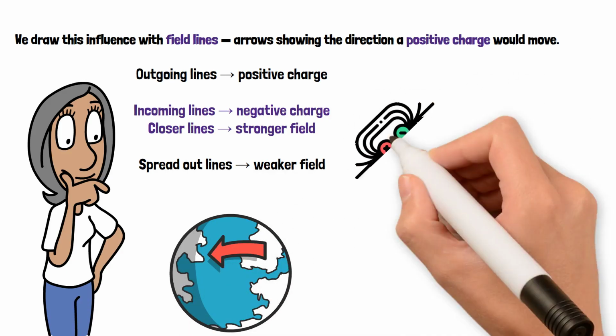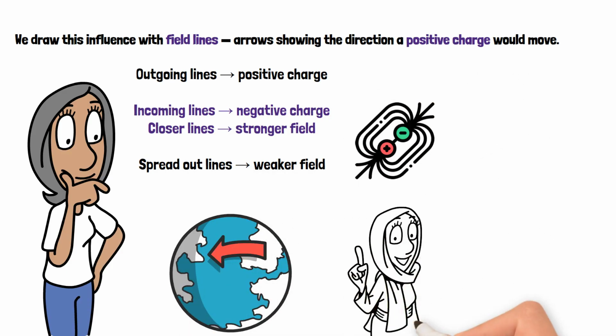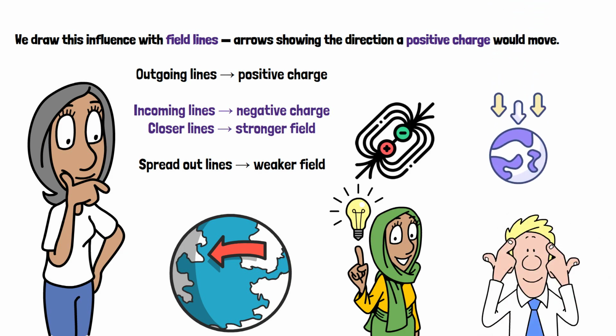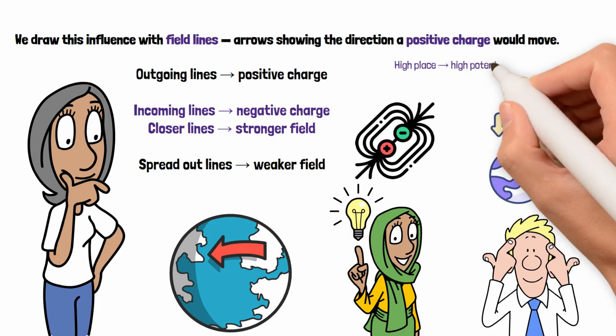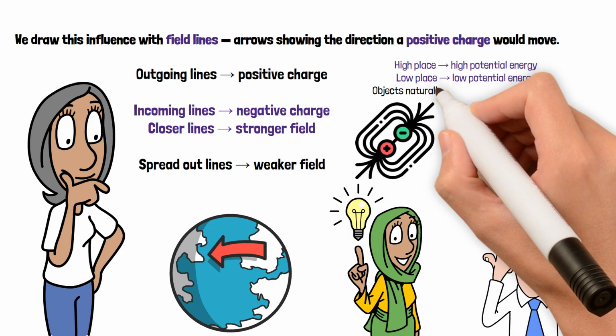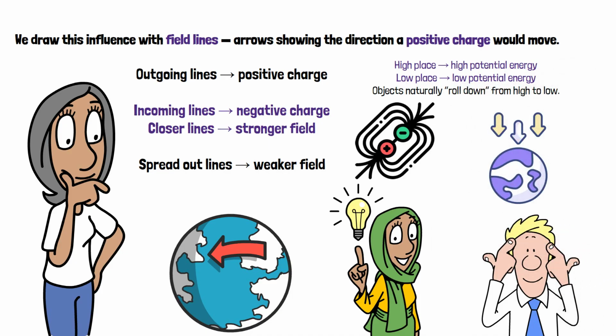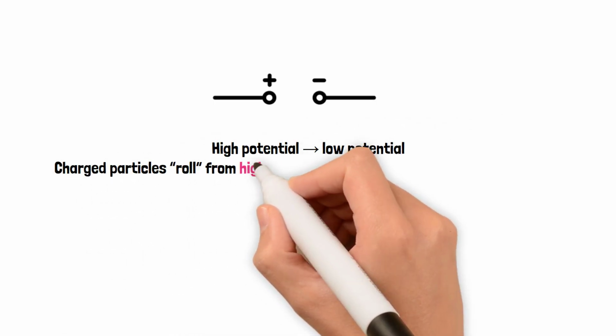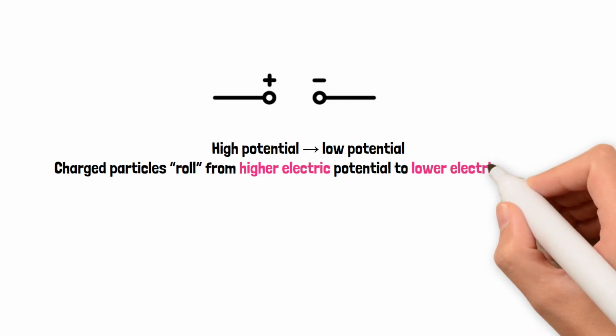Now, electric potential is the next idea students confuse, but it's simple. Think of it like height in a gravitational field. High place, high potential energy. Low place, low potential energy. Objects naturally roll down from high to low. Electric potential works the same way. High potential, low potential. Charged particles roll from higher electric potential to lower electric potential.